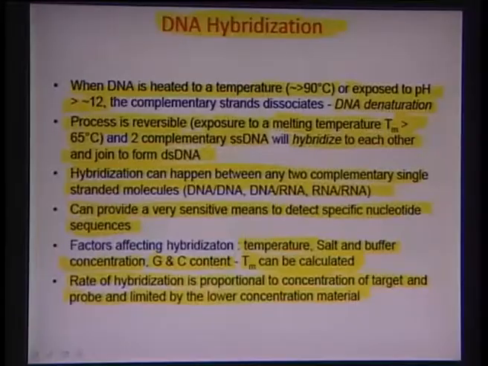The one which has a lower concentration is the limiting concentration. So therefore, hybridization can be characterized, or is effectively proportional, to the concentrations of both the species which are binding: the target molecule as well as the capture probe. And the limitation is imposed by the species with the lower concentration.